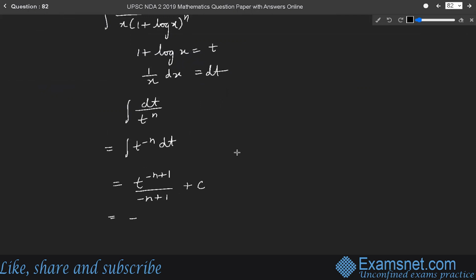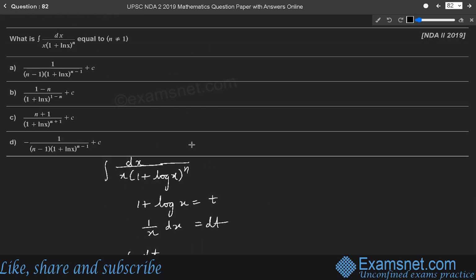So it will be equal to minus of 1 upon n minus 1 into 1 plus log x power n minus 1 plus c, which is a constant. Therefore, we can say that this is the required answer for this question, and the correct option here is option number D. I hope this question is clear to you.